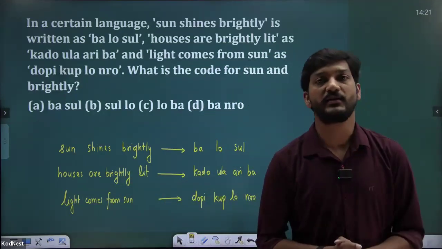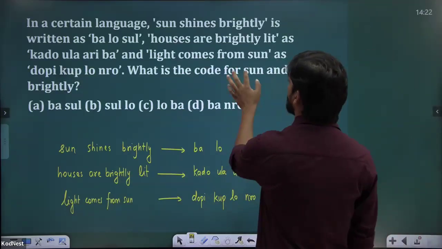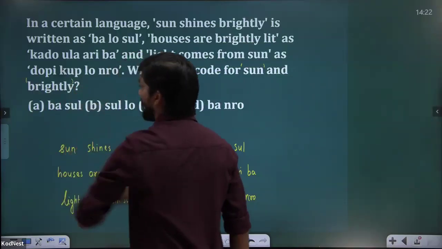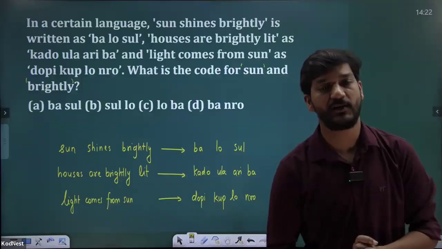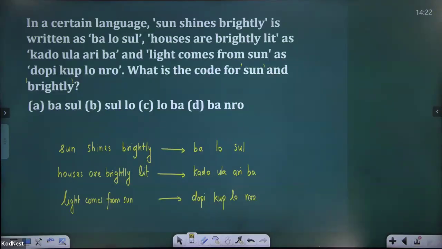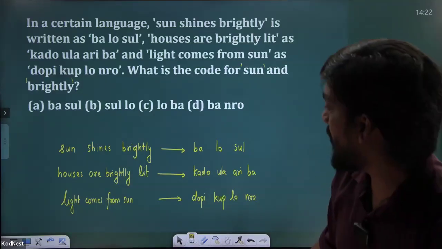Based on the translation, we have to identify what is the code of sun and the word brightly. We have to identify the translation of the words. Two words they are asking you. So please carefully see what should be the way to solve such questions. First, you will have to write this.